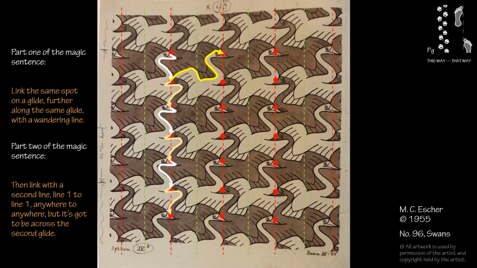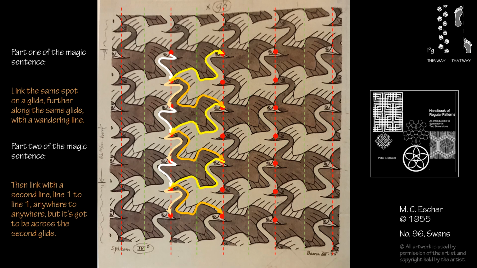I have no idea where Escher read or saw such symmetry rules, but we can definitely accomplish it in an easier way today, with magic sentences and a bit of creative intuition. I learned quite a bit with Peter S. Stevens' book, Handbook of Regular Patterns, MIT Press. He supplies the same tricks in a similar fashion.